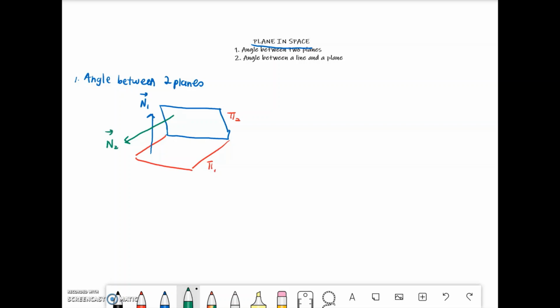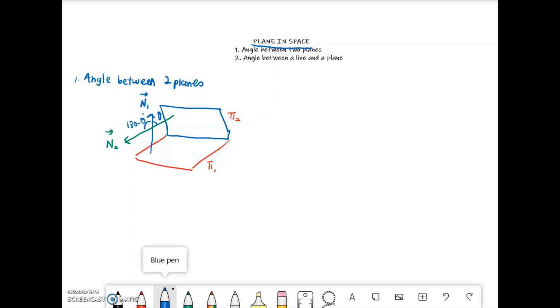So the idea is to find the angle between two planes. This angle between two planes is defined to be the angle between their normal vectors. So we can find the acute angle that is between pi1 and pi2 as here. So the theta here is the angle between two planes. Another side will be 180 minus theta.